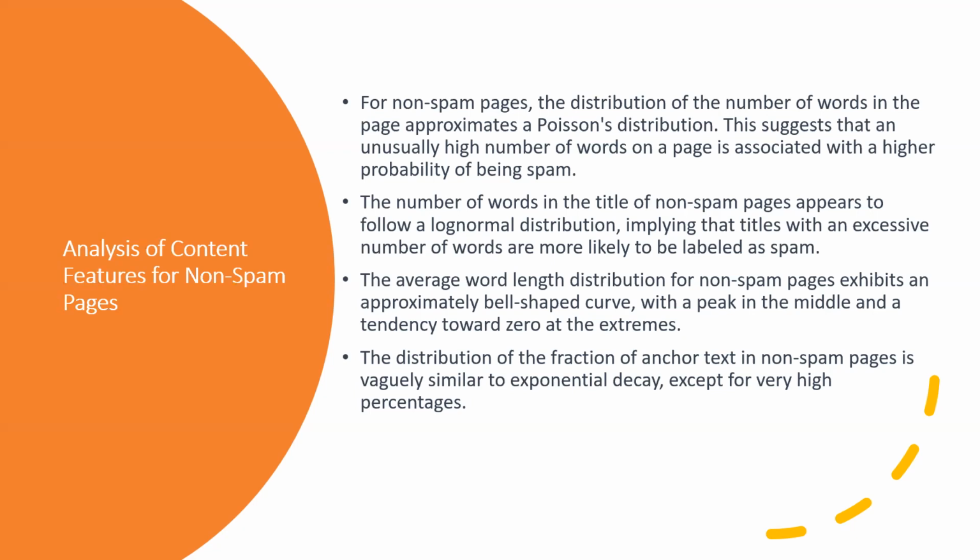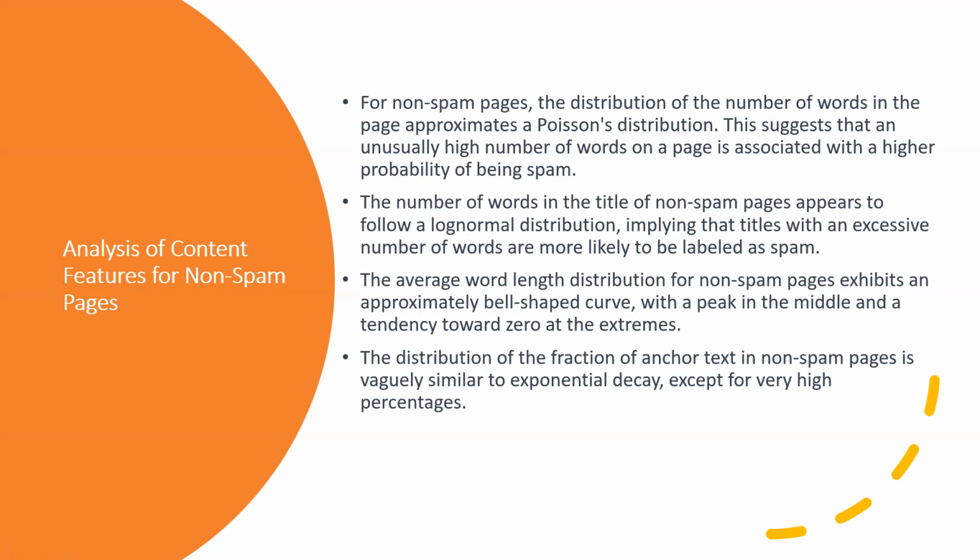The distribution of the fraction of anchor text in non-spam pages is broadly similar to an exponential decay, expected for very high percentages. We all come across this bell-shaped curve, that is the Gaussian density. So the average word length distribution for non-spam pages exhibits a Gaussian distribution function. As we can see in any graph sheet or statistical appearance, the bell-shaped curve has a high peak in the middle.